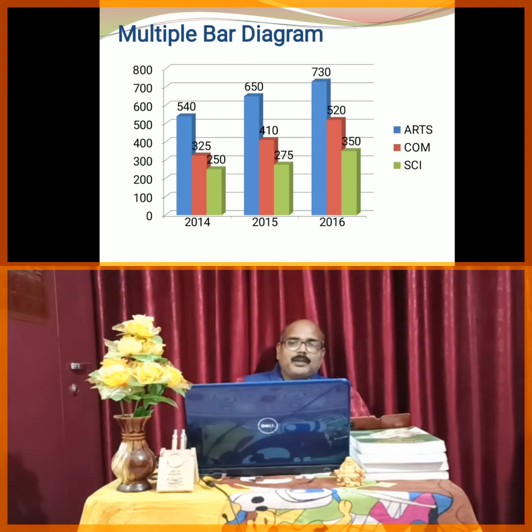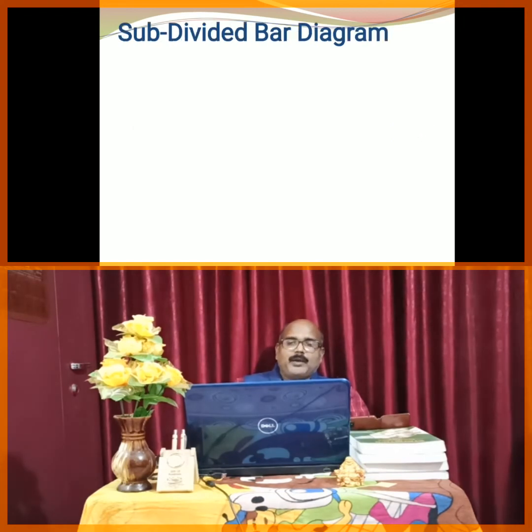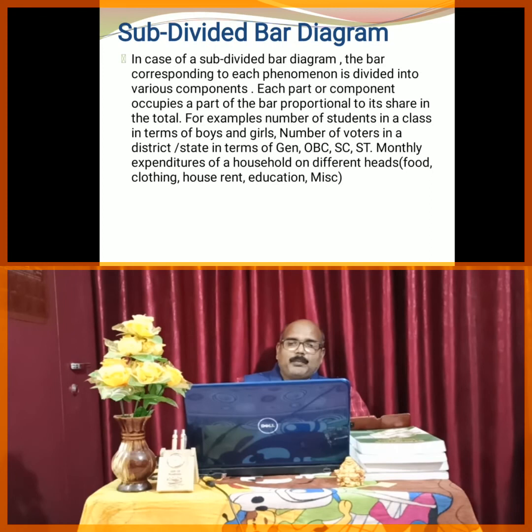Then come to subdivided bar diagram. Subdivided bar diagram means when a single bar is divided into different parts. For example, suppose in a class there are a number of students, how many are boys, how many are girls, or there is a number of voters in a district in terms of general, OBC, SC and ST. Then in that case we have to take into account the subdivided bar diagram.